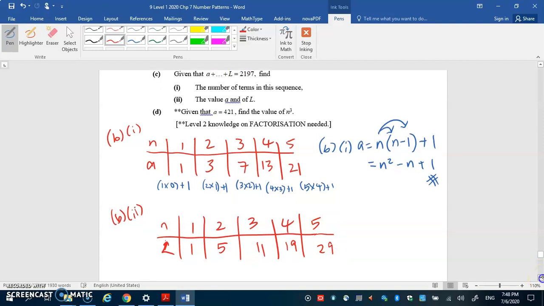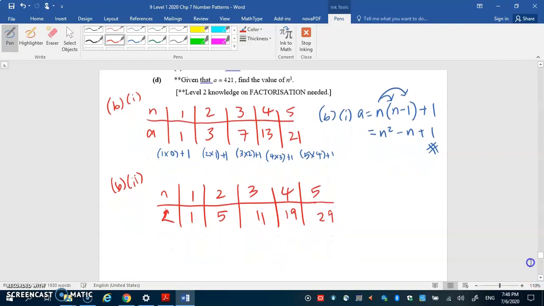Okay, so based on observation, you can see that 2 times 3 will give me 6. 6 minus 1 will give me 5. Does that apply to the next one? 3 times the next number 4 will give me 12. 12 minus 1, do I get 11? Yes. 4 times 5 is 20. 20 minus 1, I'll get 19. 5 times 6 is 30. 30 minus 1 is 29.